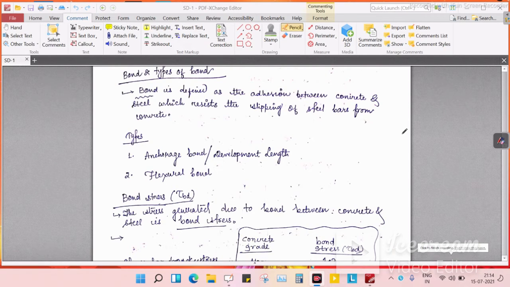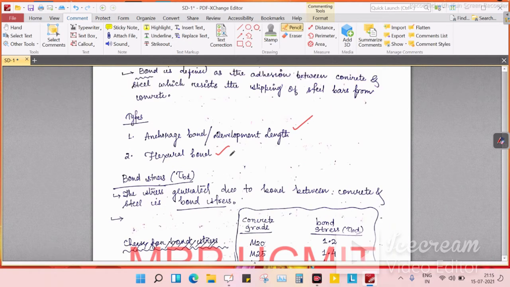So today we will start our new chapter, that is bond and types of bond. Okay. So what is bond? Bond is defined as the adhesion between concrete and steel which resists the slipping of steel bars from concrete. Types are anchorage bond, development length, or flexural bond.